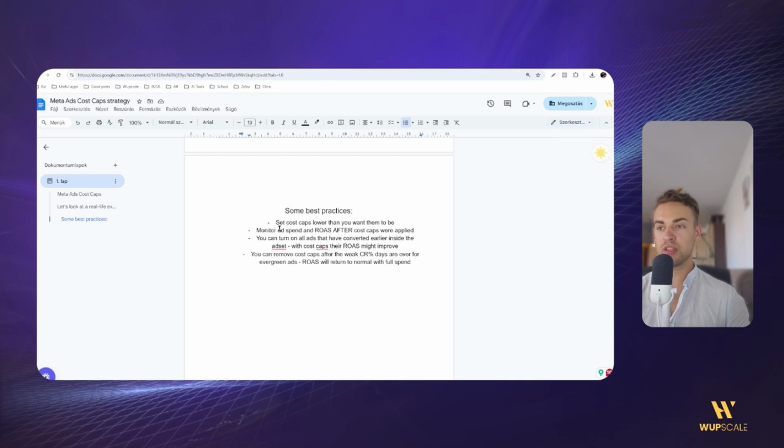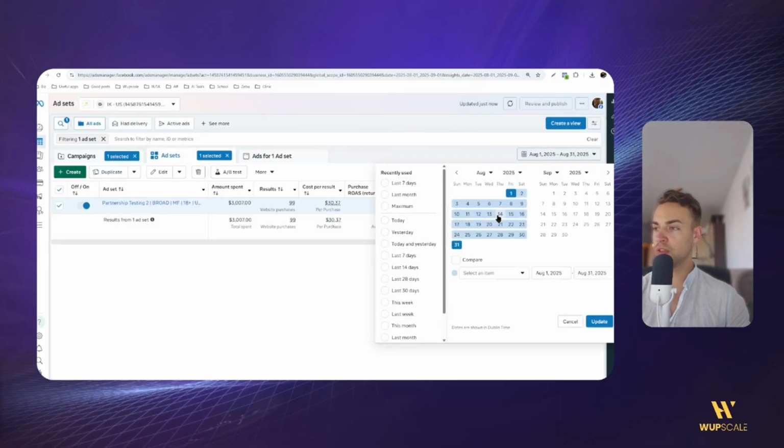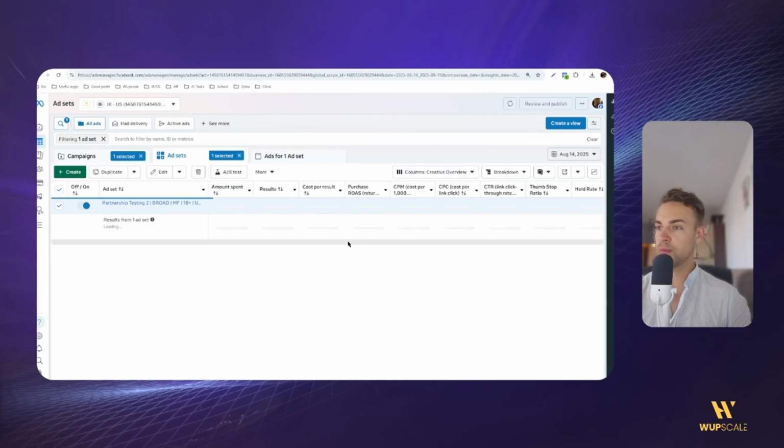You need to closely monitor your ad spend once you are adding the cost caps and in the following days, and ROAS as well, to see what's happening. I just want to see what happened the day after I applied cost caps. So I added them on Wednesday, the 13th, and let's see what happens on Thursday, the 14th.